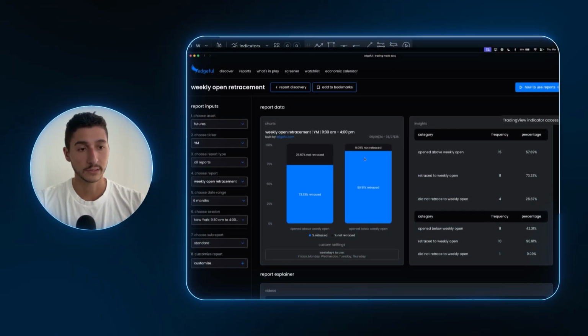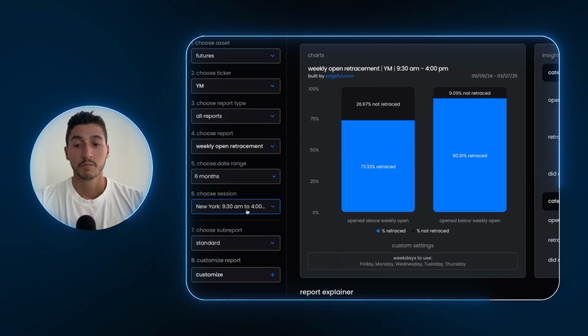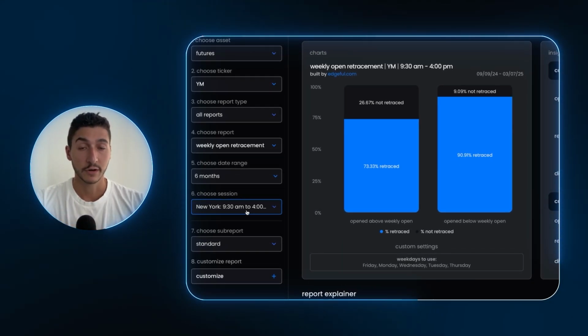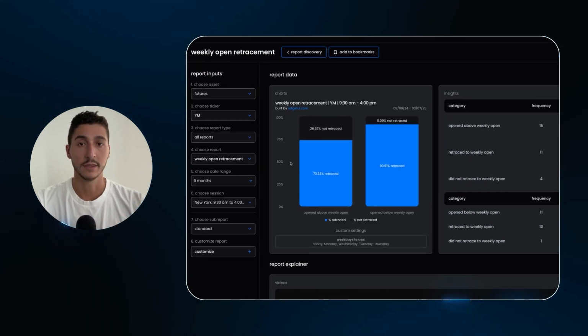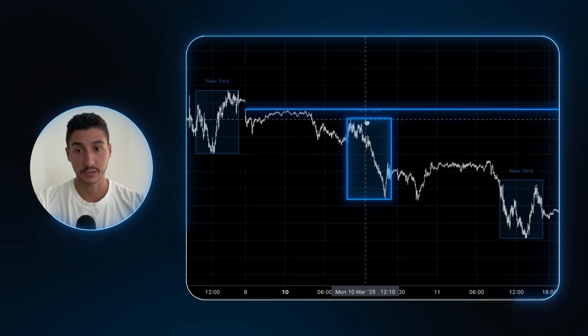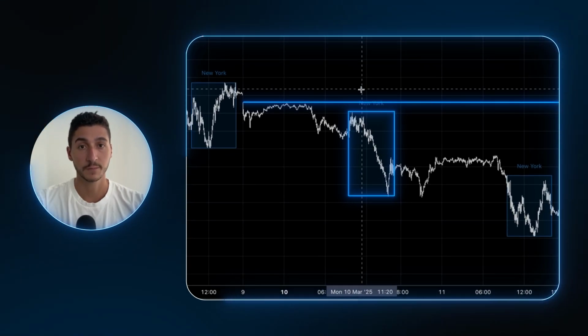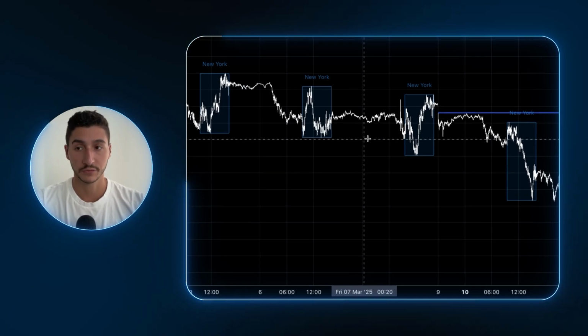So let's look at what this report measures. The sessions here are actually very important because here we're looking at the New York session, and this is only tracking when price retraces to this weekly opening price within the New York session. So where it opens is very important.